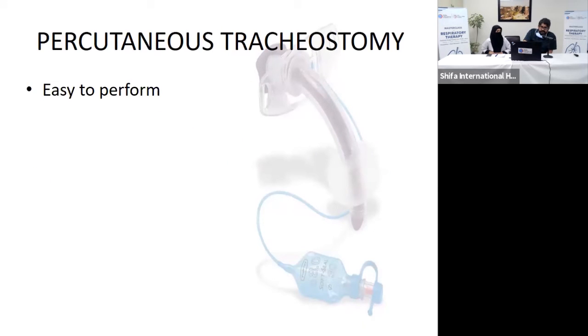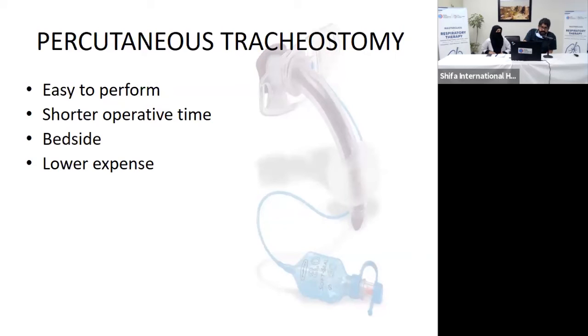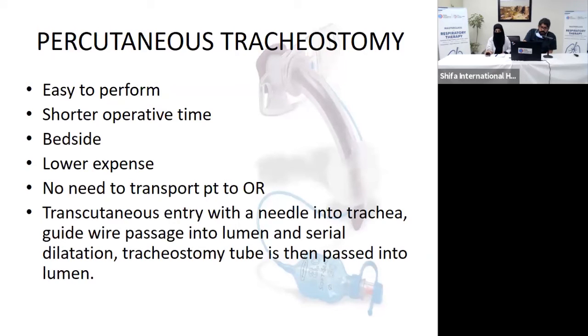Then there is percutaneous tracheostomies, which I feel are easy to perform, provided you have selected the cases right. It's a shorter operating time. You can do it bedside, lower expense to the patient. You don't have to transport the patient to OR. And it's very simple. You find the trachea, you put a needle through, and you pass a guide wire. You check the position with the bronchoscope, and then you do serial dilatation, and the tracheostomy tube is passed. And there's a kit available for it, with which you can do it very easily.